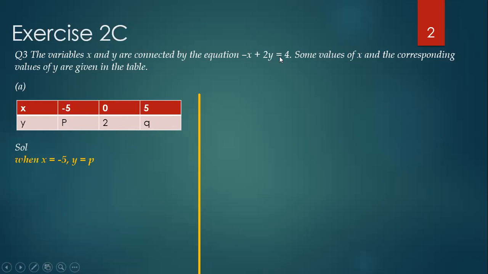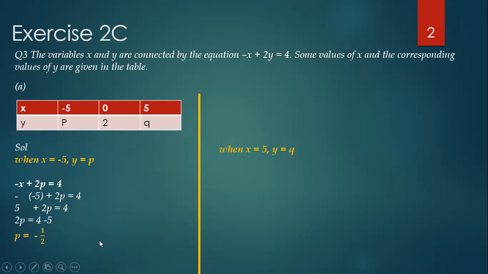So let's put this in this equation. Minus x plus 2y is equal to 4. So we are going to replace y with p. So it will become minus x plus 2p is equal to 4. Now replace x with minus 5. So this is going to get plus 5 plus 2p is equal to 4. So we take this 5 on the other side. So the equation will look like this. 2p is equal to 4 minus 5. That will be p is equal to minus 1 upon 2.